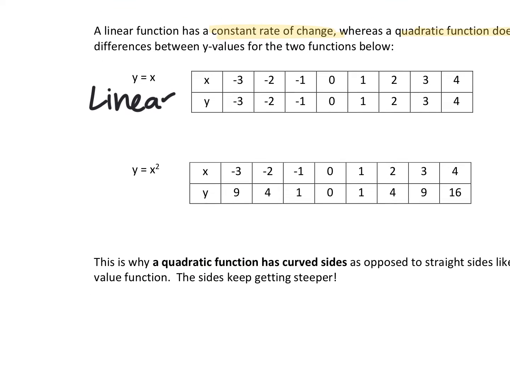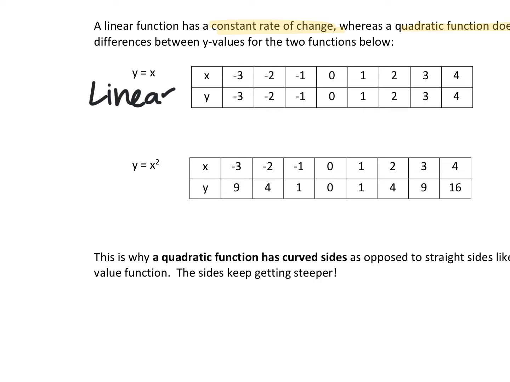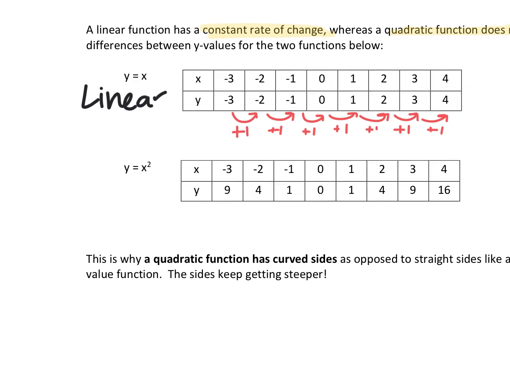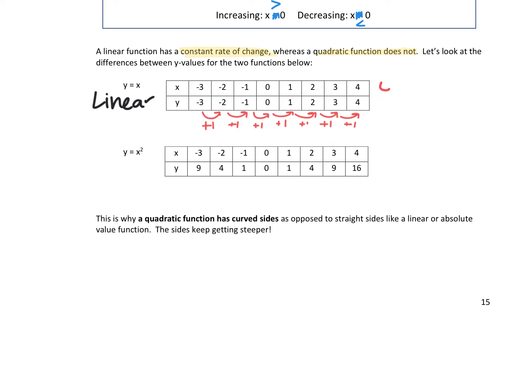And so now we're going to look at the table and try to figure out how the y values are changing. You should see a constant rate of change in this first one. What are my y values doing? They're adding 1, and they do that again and again and again. So this is an example of a constant rate of change. You see plus 1, plus 1, plus 1, plus 1. Okay.